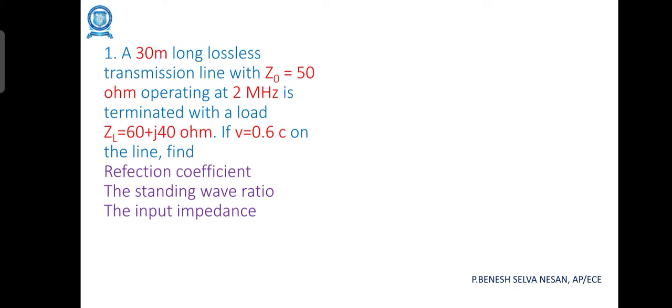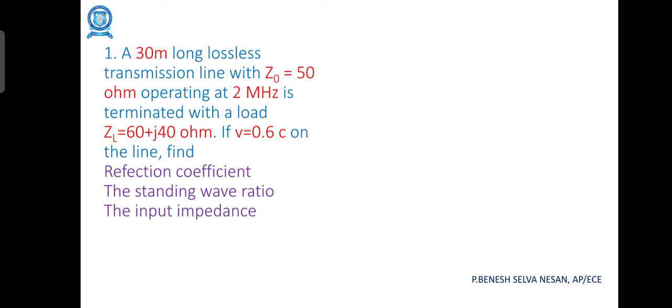I am taking a problem with a 30-meter long lossless transmission line with Z0 equal to 50 ohm, that is, the characteristic impedance is 50 ohm. This transmission line is operating at 2 MHz frequency and it is terminated with a load of ZL equal to 60 plus J40 ohm. Here one value is given: the velocity of the transmission is 0.6 into c.